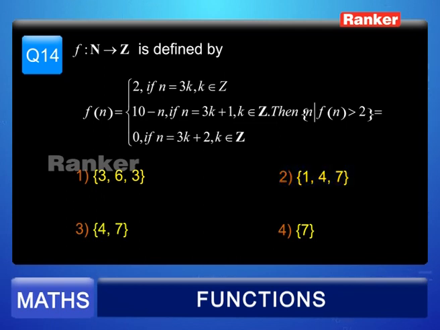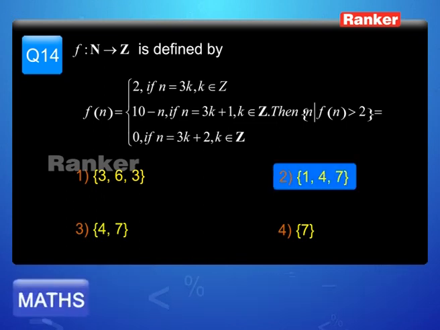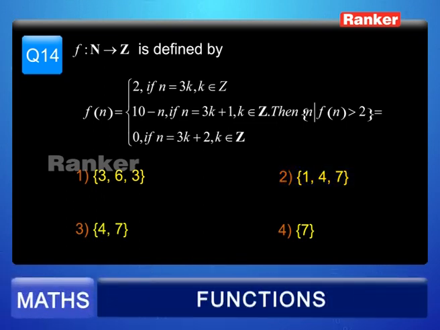The right answer is the second option. As the given options are, first option is 3, 6, 3. Second option is 1, 4, 7. Third option is 4, 7. And the fourth option is the singleton 7. Among all of them, the right answer is 1, 4, 7. We have seen they are the natural numbers which are less than 8 and in the form n equal to 3k plus 1. So that is the right option, the second option.